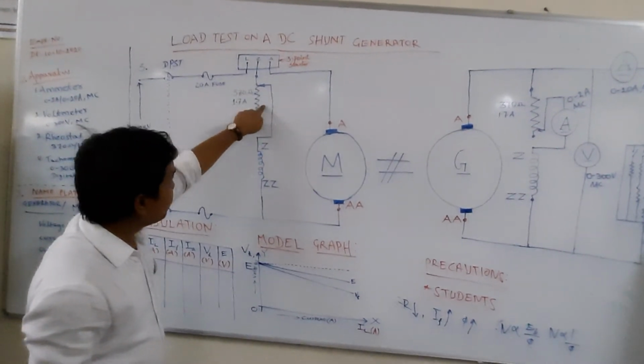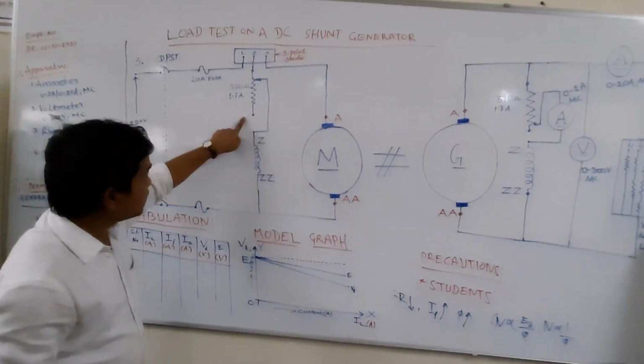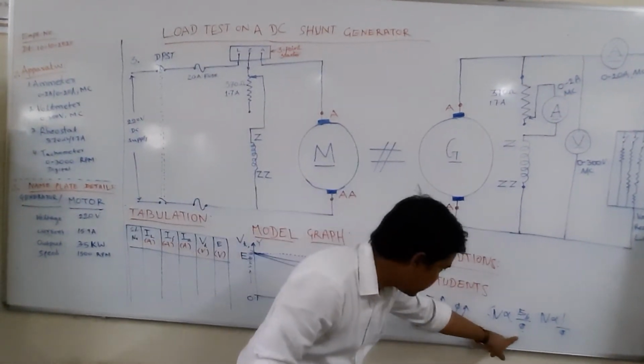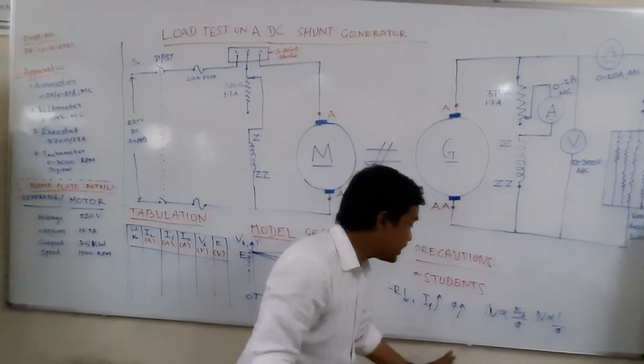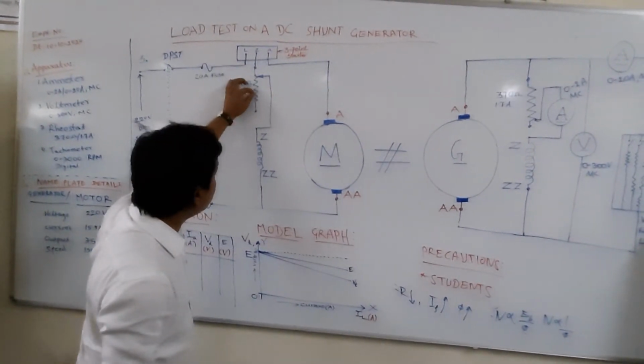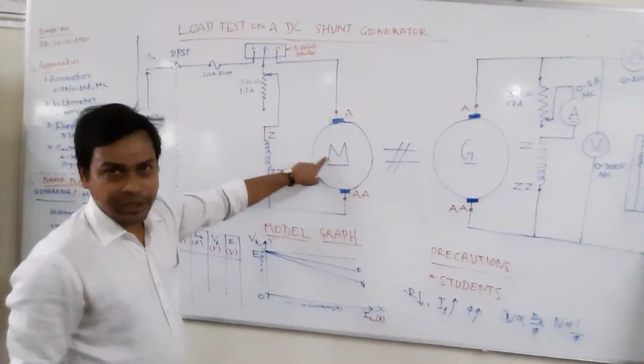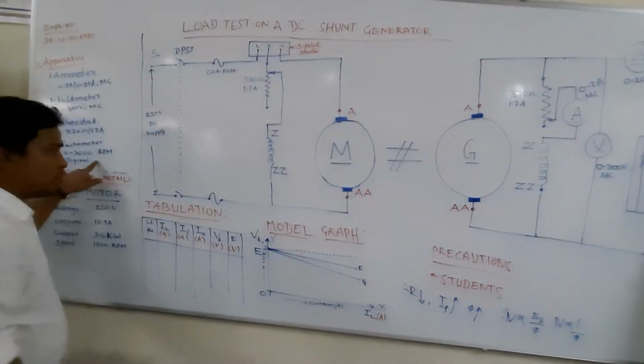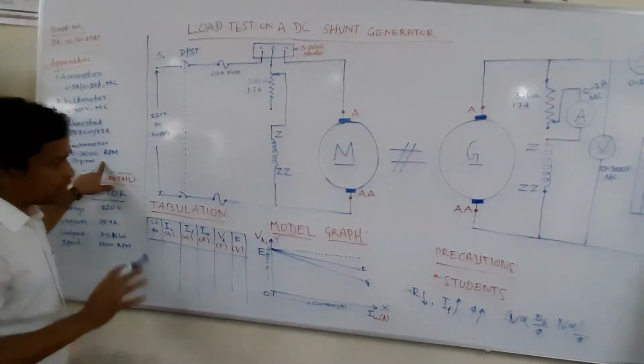As you keep increasing the value of resistance, your current will keep on decreasing. As current keeps decreasing, your flux will keep decreasing. As flux keeps decreasing, your speed will keep increasing, until you get the rated speed of 1500 rpm. How to know that I have got 1500 rpm? By using this digital tachometer. While doing the experiment, we will understand that thing.